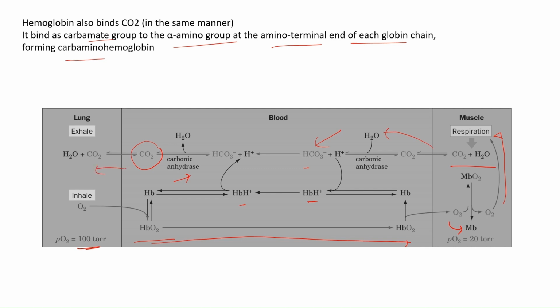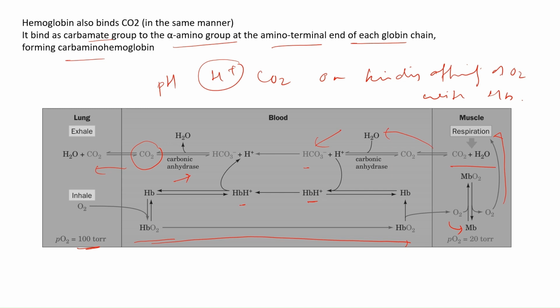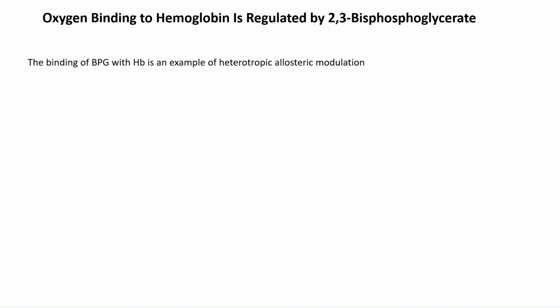So this is the Bohr effect, that is the effect of H plus concentration and CO2 concentration on binding affinity of oxygen with hemoglobin. Here in place of H plus, you can also say it as a pH, effect of pH and carbon dioxide. Binding of hemoglobin with oxygen is also regulated by 2,3-biphosphoglycerate. The relation of 2,3-biphosphoglycerate is same like H plus and CO2, that is inversely related. So when BPG will be there, the binding affinity of hemoglobin with oxygen will be reduced.